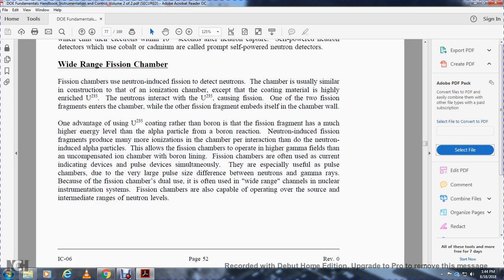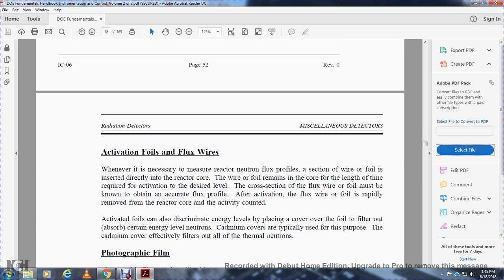Fission chambers are often used with an indicating device for the pulse, and they are especially useful for pulse chambers because of the very large pulse. So the difference between the neutron and gamma ray is picked up by the fission chamber. With this dual use, the wide range chamber is often used in nuclear instrumentation systems. Fission chambers are also capable of operating over the intermediate range of neutron levels.